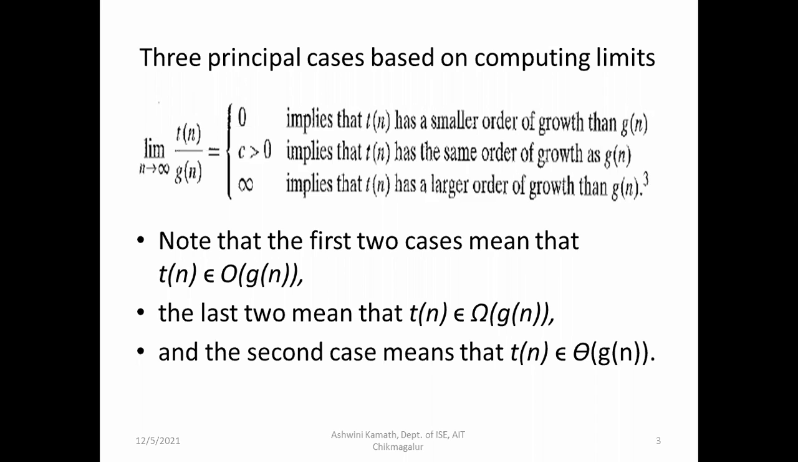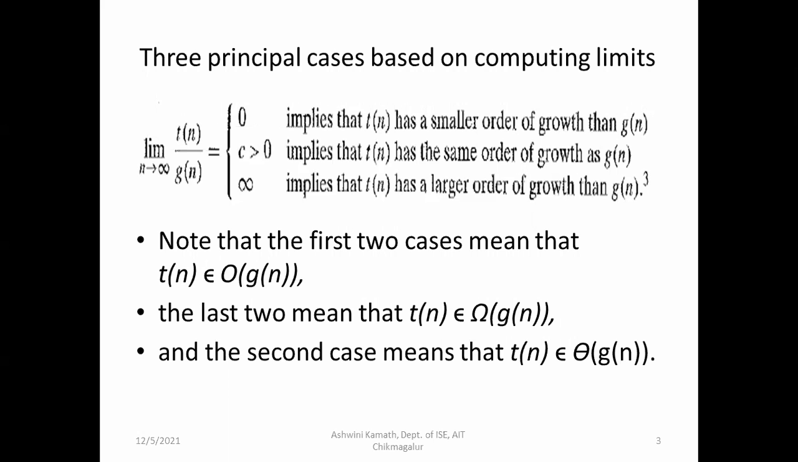I hope you are getting it. Less than or equal to means big O of g of n. Greater than or equal to means omega of g of n. Equal to means theta of g of n. The first two are smaller order of growth and same order of growth, so less than or equal to, so it is big O of g of n. The last two mean same order of growth or larger order of growth, so greater than or equal to, which means omega of g of n. And the second case, same order of growth, means theta of g of n. I hope you understood. Remember, if we get 0, it is having smaller order of growth.